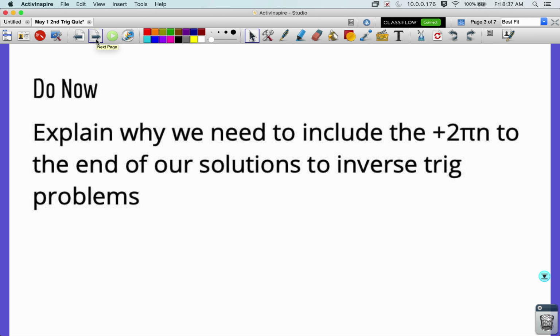Starting with this do now, explain why we need to include the plus 2 pi n to the end of our solutions to inverse trig problems. So let's have a little example to help guide our answer here.